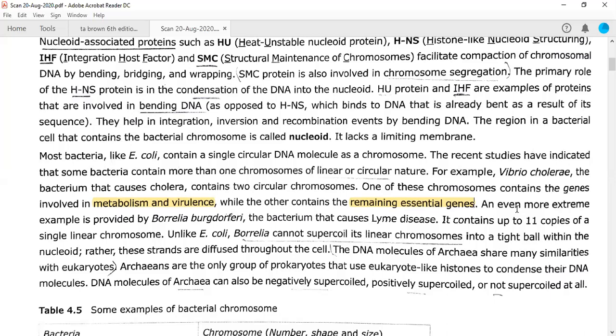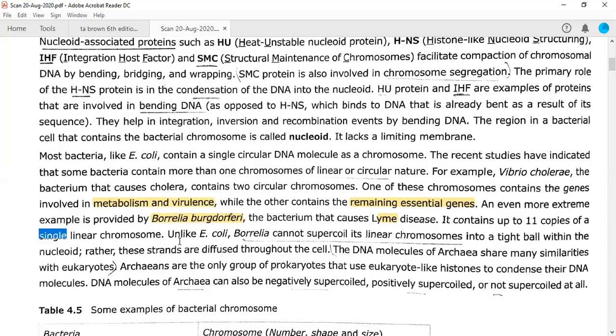Okay. So an even more extreme example is provided by Borrelia burgdorferi, which is the causative agent of Lyme disease. It is asked many times in this exam, this kind of question. The second important thing about this is it has up to 11 copies of the bacterial chromosome. But these are 11 copies of a single linear chromosome.